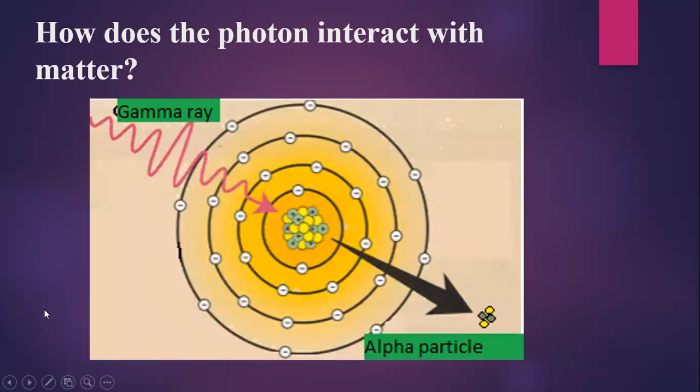Then, how does the photon interact with matter? A high energy photon, a gamma ray, is absorbed by the atomic nucleus, and the energy of the photon allows a particle to jump out and become free. This particle is a proton, a neutron, or it could be an alpha particle. In this way, a high energy gamma ray interacts with the nucleus and causes the release of an alpha particle.